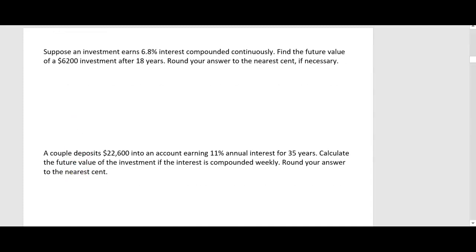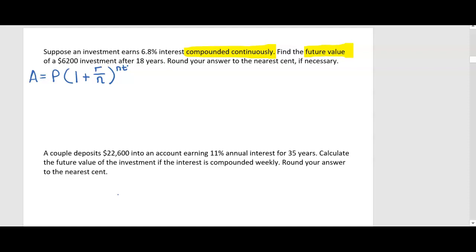Okay, another one. Suppose an investment earns 6.8% compounded continuously. Find the future value of a $6,200 investment after 18 years, and of course, round to the nearest cent. So, some keywords here. The big one is future value. That lets you know that you're doing the more complicated formula and finding all the future stuff. And the other is compounded continuously. That lets us know that we're not doing simple interest, we're doing a more complicated one. So again, I'm going to write down that formula so that we can reference it right here. We have principal times 1 plus r over n to the nt power.